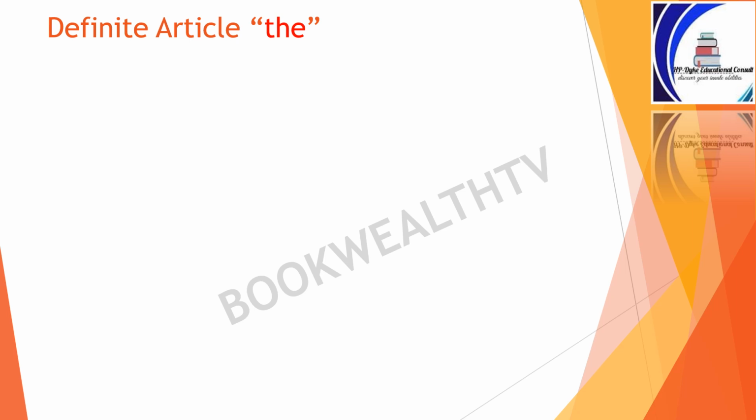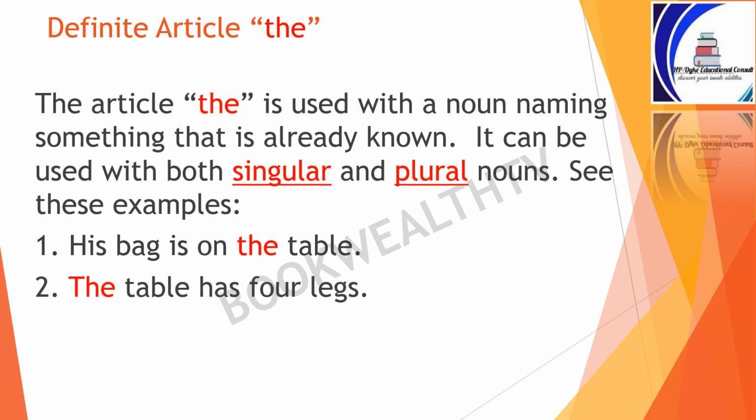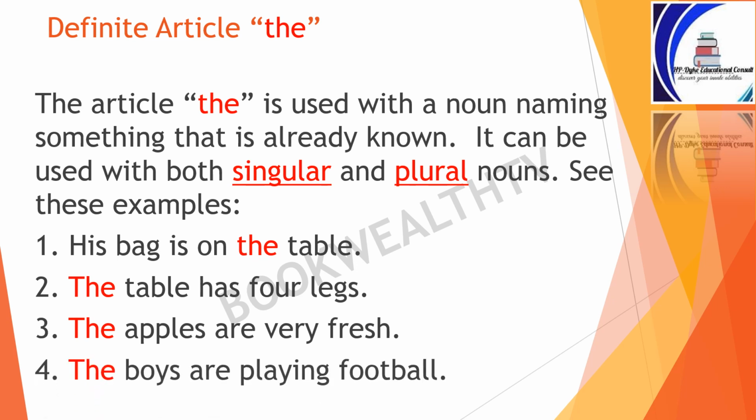On this slide, we have definite article the. The article the is used with a noun naming something that is already known. It can be used with both singular and plural nouns. See these examples. His bag is on the table. The table has 4 legs. The apples are very fresh. The boys are playing football.